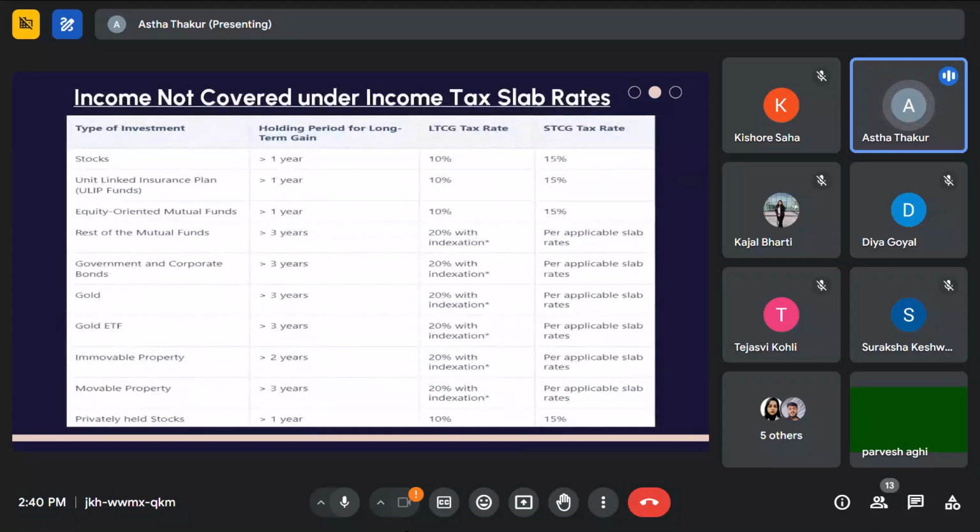So these are some of the income that are not covered under the income tax slab rates. First one being stocks. For a stock to be considered under the long-term capital gain tax rate, the holding period should be more than 1 year. On the other hand, for gold, it is around 3 years. If the holding period is 3 years, only then would the gold be considered under the long-term capital gain tax rate. Otherwise, they would be charged on the basis of the tax slab rates only.